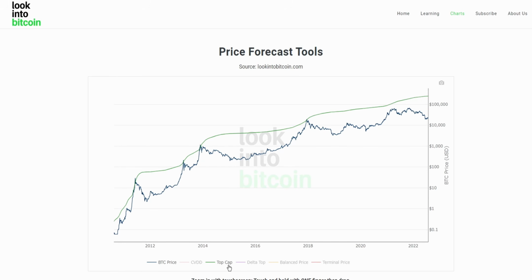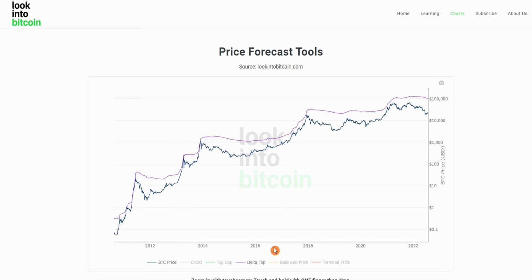Next up, I'm going to remove the top cap and add the delta top, which is a somewhat similar looking line, but we can see there's areas where it's potentially more accurate and potentially less accurate. So we'll just go over how the delta top is calculated. The delta top is using a similar calculation which we used for the top cap. So we are taking the cumulative sum of the market cap and dividing that by the age of the market in days. We call this value the average cap, and we then subtract the average cap from the realized cap.